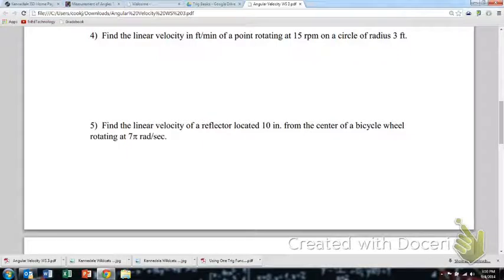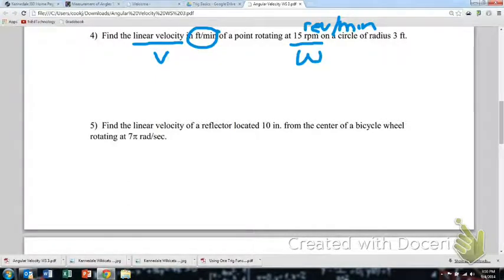Okay, so let's look at this one. Find the linear velocity, so find v in feet per minute, of a point rotating at 15 RPM. RPM means revolutions per minute. Revolutions is an angle measurement and minutes is time, so that's omega, on a circle of radius 3 feet, so that's r. Notice feet and feet, minutes and minutes, so all of our units are good except revolutions has to be radians.